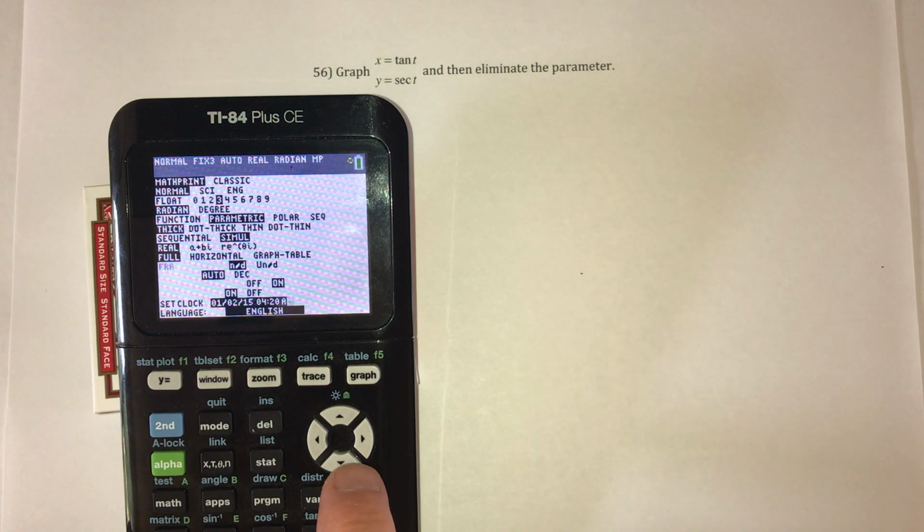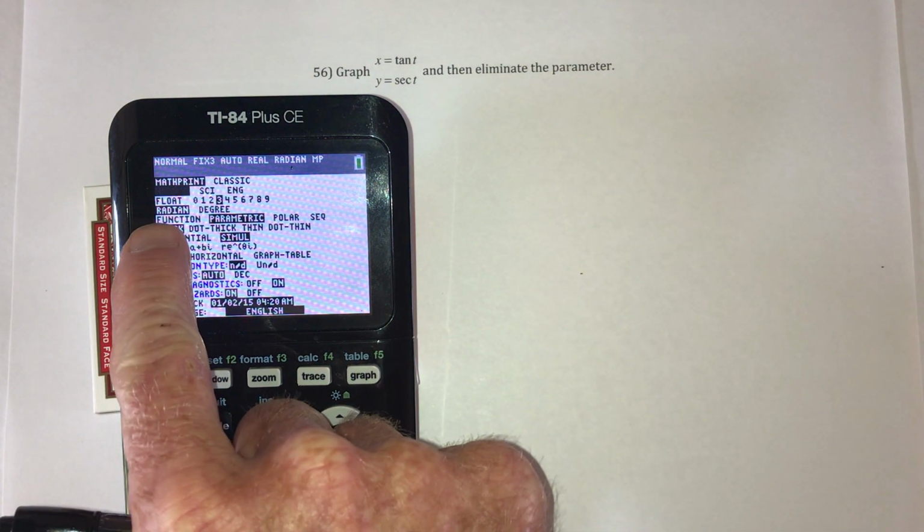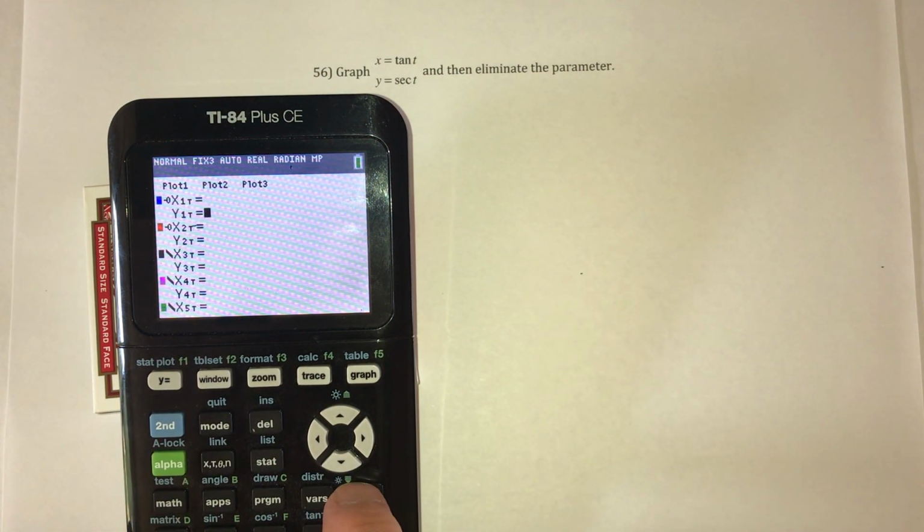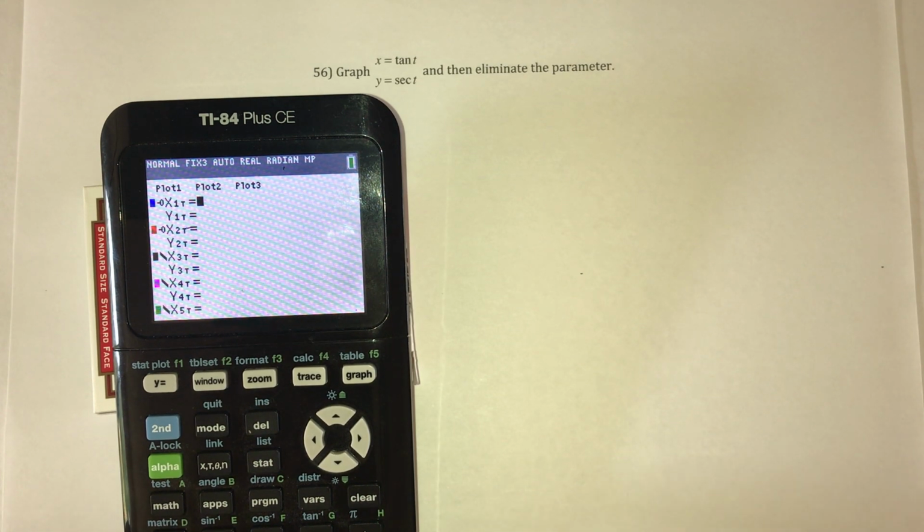So I've already gone to the mode and made sure that it's in radians and made sure it's in parametric form. And then erase the old problem and type in the new one. So it says x equals tangent of t and then y equals secant. My calculator doesn't have secant, so I have to change that to 1 divided by cosine.